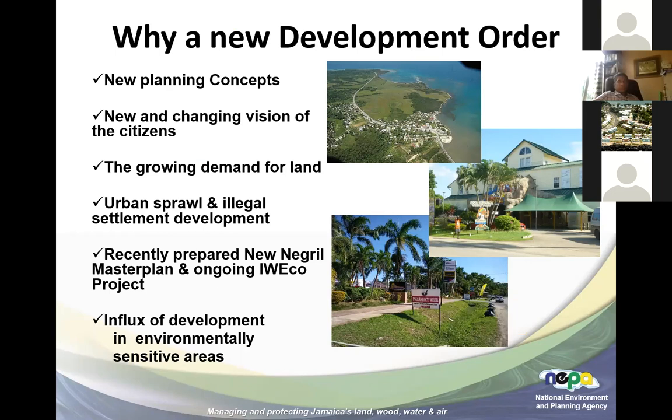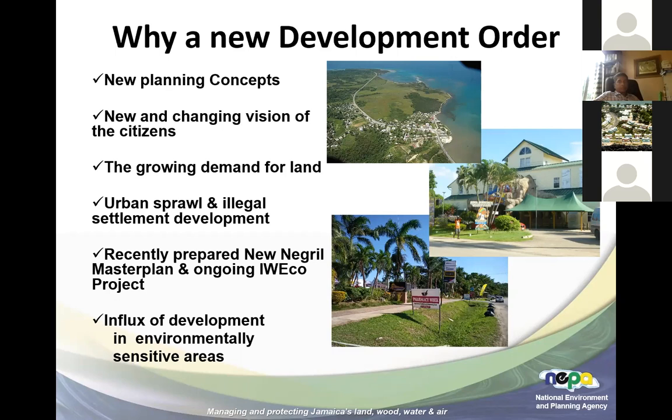Well, since the confirmation of the development order in 2015, there have been several new planning concepts coming to the forefront. Things like smart cities, walkable cities, compact cities, things of that sort. So this new and improved development order will seek to look at areas within the outer area where we can promote these types of planning concepts, which would hopefully relate to sustainable development of the areas so identified in the outer area. There's also been a new and changing vision of the citizens within the outer area.